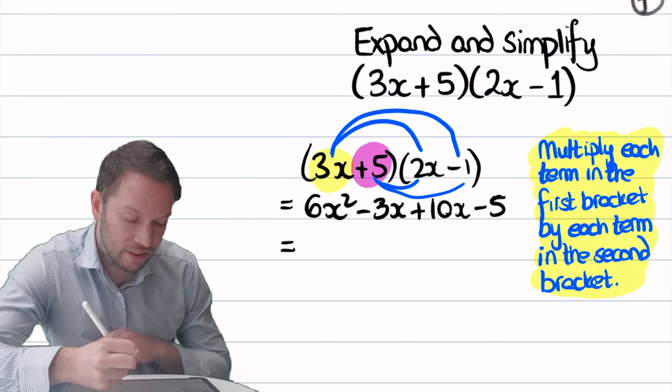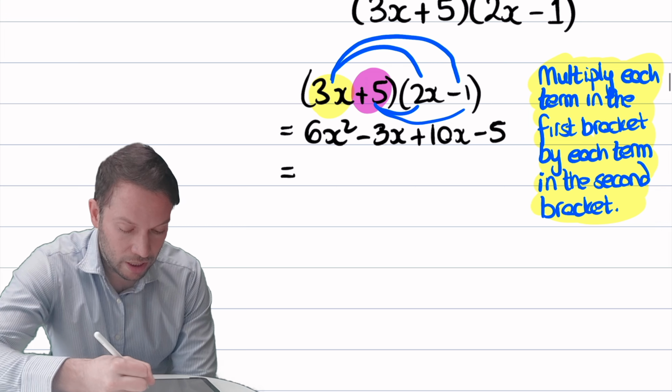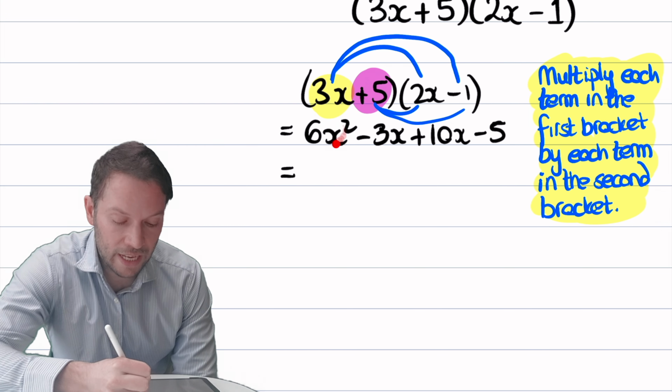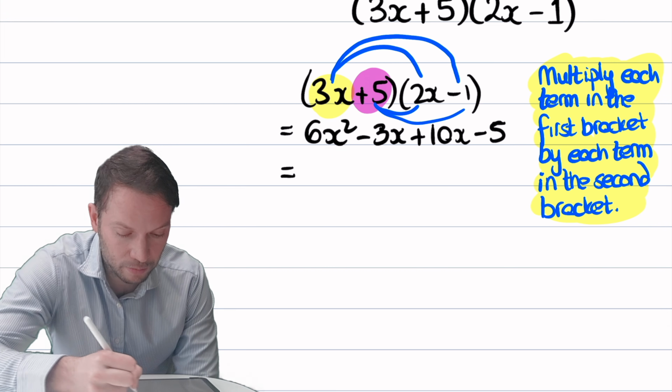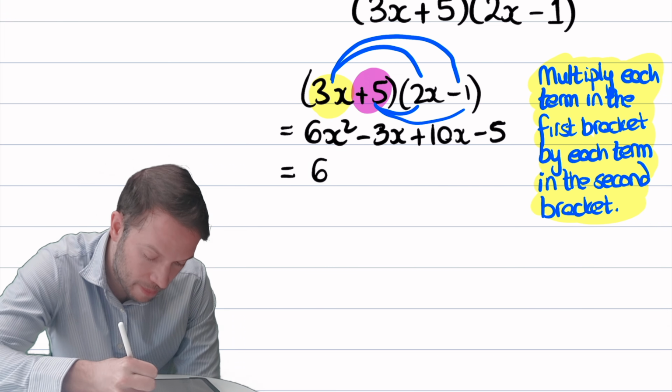Right, now we can collect like terms. Now we've only got a single x squared term. We've got the x squared term here. This is not an x squared term. This is not an x squared term. So the 6x squared is the only x squared term.